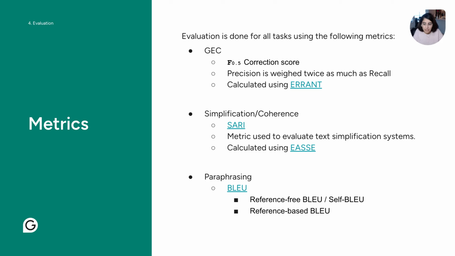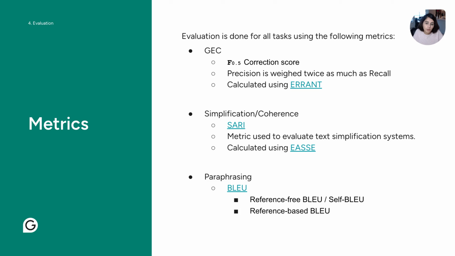Now, talking about metrics, for GEC, we use the F0.5 correction score, which is similar to an F1 score with precision being weighed twice as much as recall. This is a widely popular metric used for evaluating grammatical error correction, and we calculate it using ERRANT. We use the correction score and not the detection score because it is important for the model to be able to correct the grammatical errors and not just detect them.